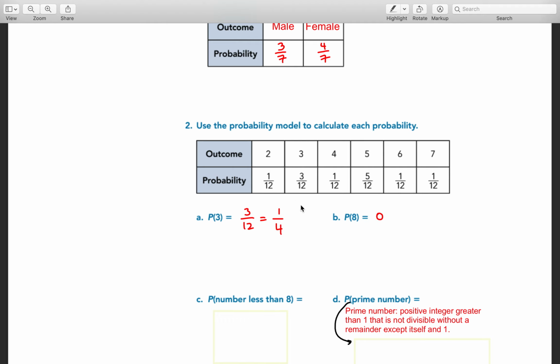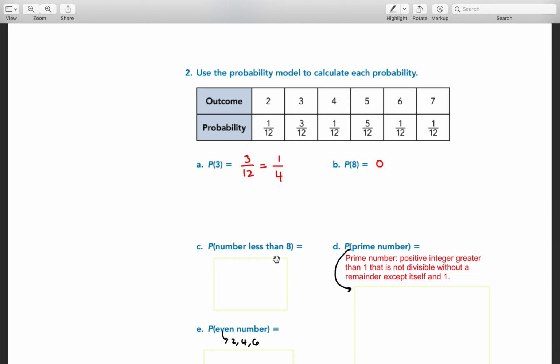And for C, probability of you choosing a number less than 8. Notice how if it's a number less than 8, all of these numbers count, because 2, 3, 4, 5, 6, and 7 are all less than 8. So we can say 1 over 12 plus 3 over 12 plus 1 over 12 plus 5 over 12 plus 1 over 12 plus 1 over 12. They're all equal to 1 because each probability model should add up to 1. If you want to check your work, 1 plus 3 plus 1 plus 5 plus 1 plus 1 would be 12.